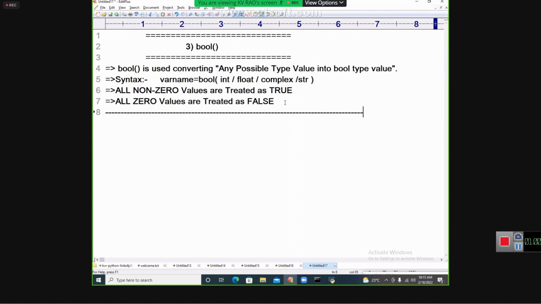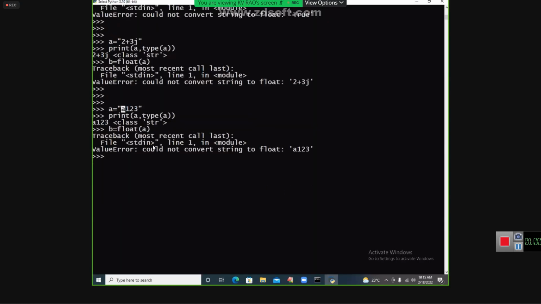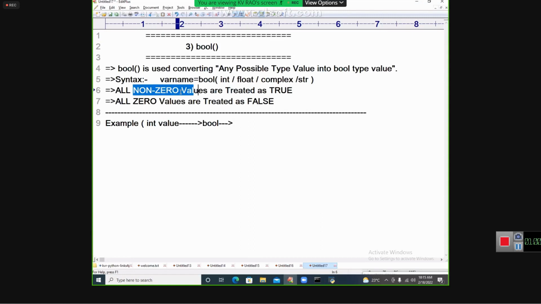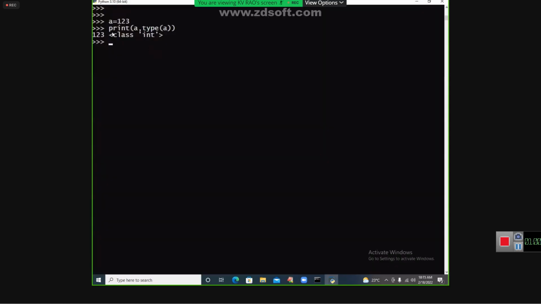Now let us start the example. As usual, please first listen. Int value to bool value. You have a doubt? Let us wait. A is equal to 123. Type of A, int. Now read my hint. Non-zero value is considered as what? True. Zero value is considered as what? False. Now tell me, what is A value?